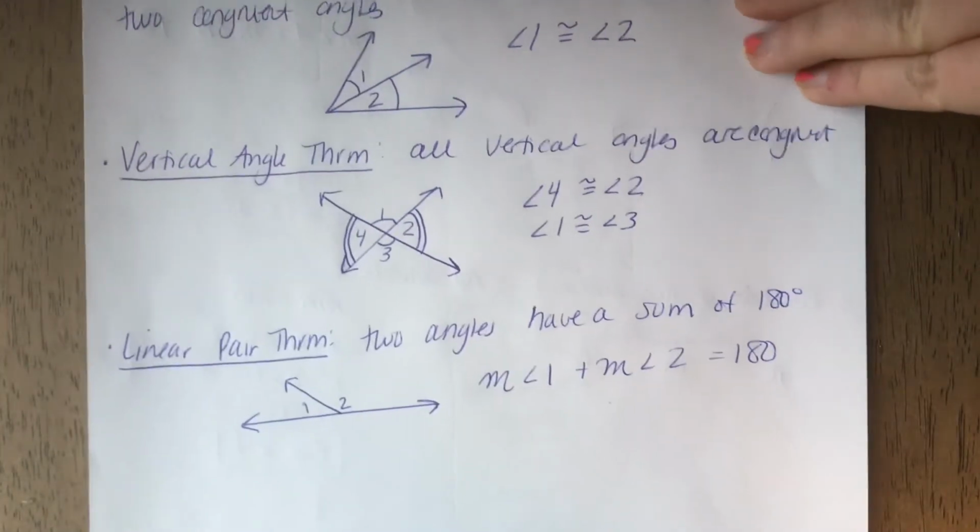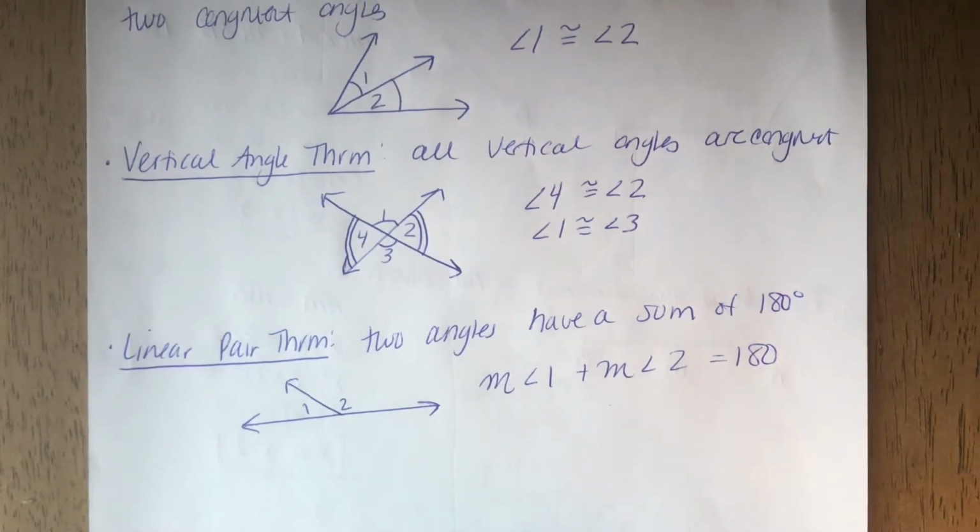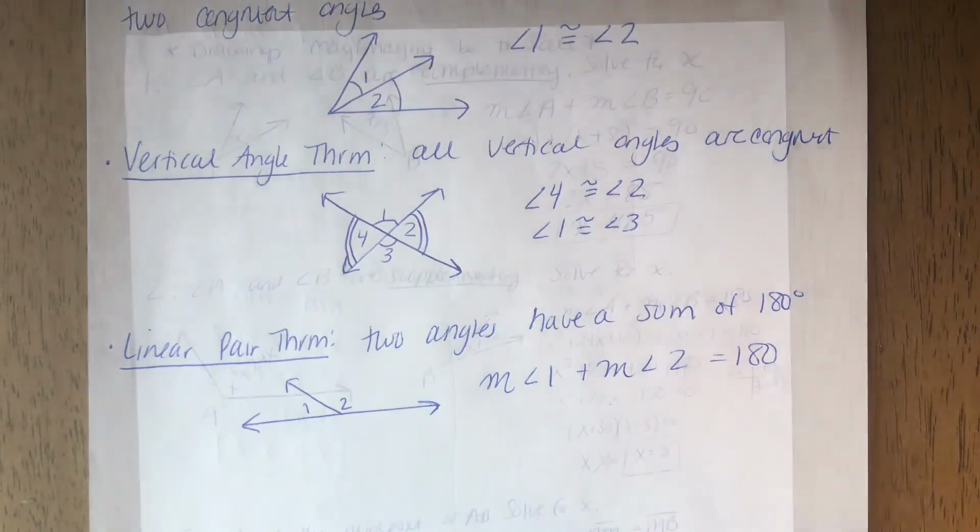We also have the vertical angle theorem, where all vertical angles are congruent. So in this case, angle 1 is congruent to angle 3, and angle 2 is congruent to angle 4. And then last but not least, the newest of the theorems, it's the linear pair theorem that says that two angles have a sum of 180 degrees. So we know that the measure of angle 1 plus the measure of angle 2 equals 180.